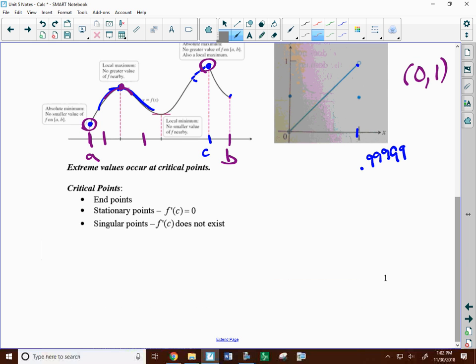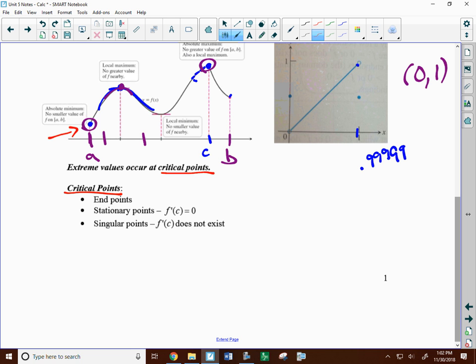All right, finally, extreme values occur... so how do we find them? There are 3 possible locations. The first is at endpoints. Right here is a prime example of that. On this graph here, the minimum was at the endpoint. It was at A. We call these critical points. I'm sorry, I don't think I said that. Critical points are basically where extreme values occur. Extreme values occur at critical points.